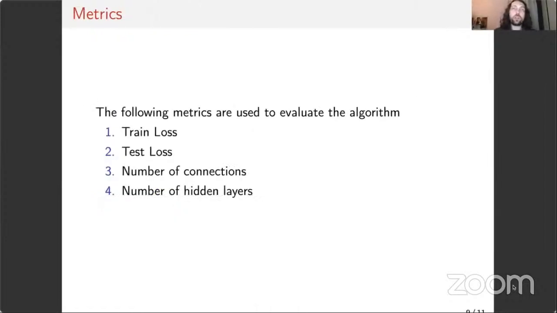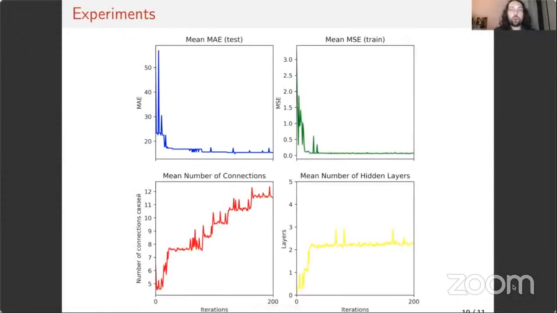To assess the quality of the algorithm during the experiment, the following set of metrics is used: train loss, test loss, number of connections, number of hidden layers. This slide shows WANN's metrics. I considered a regression problem on a concrete dataset. The dataset contains 1000 samples, 800 of them went to the training set and 200 to the test set. The dataset contains 8 features and 1 dependent variable.